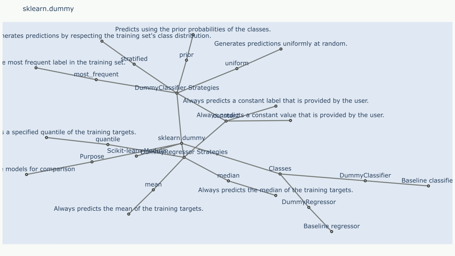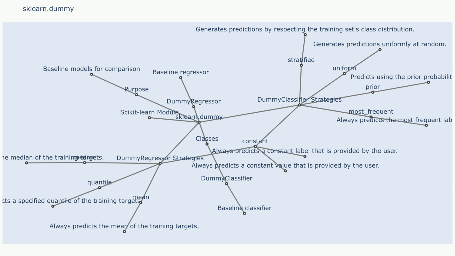2. No learning. Dummy estimators do not learn any patterns from the data. They are not trained in the traditional sense. Instead, they rely on predefined rules or strategies for prediction. 3. Different strategies. sklearn.dummy offers several different strategies for generating predictions.